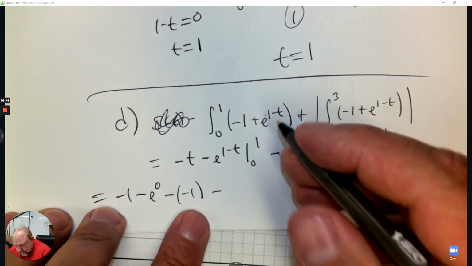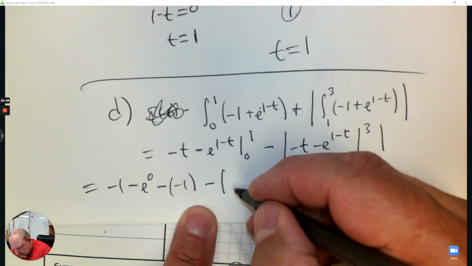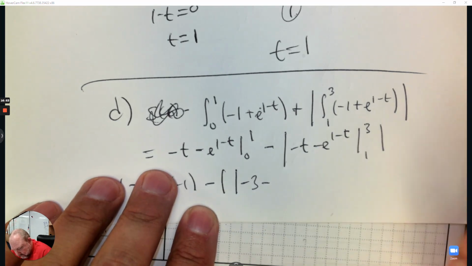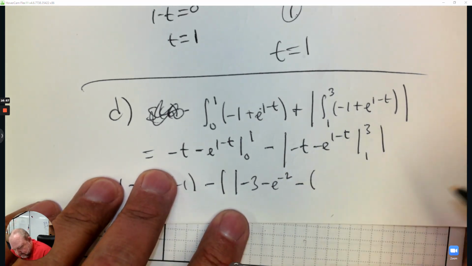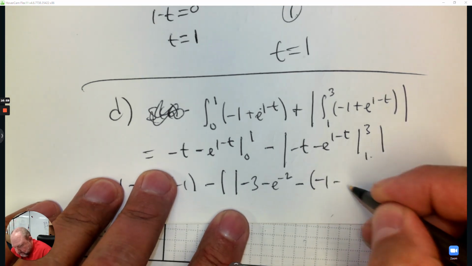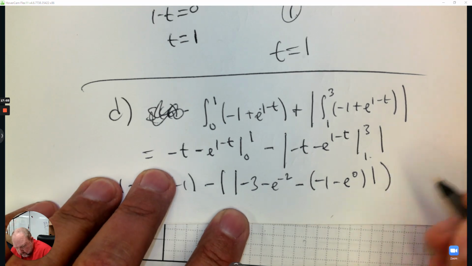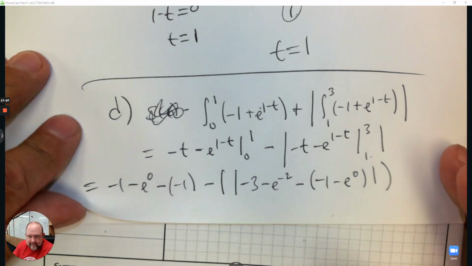Do the same thing here. So it's the absolute value of this. So plug in 3. Subtract, plug in 1. And then you have your answer. You don't need to simplify it. All right, turn the page.